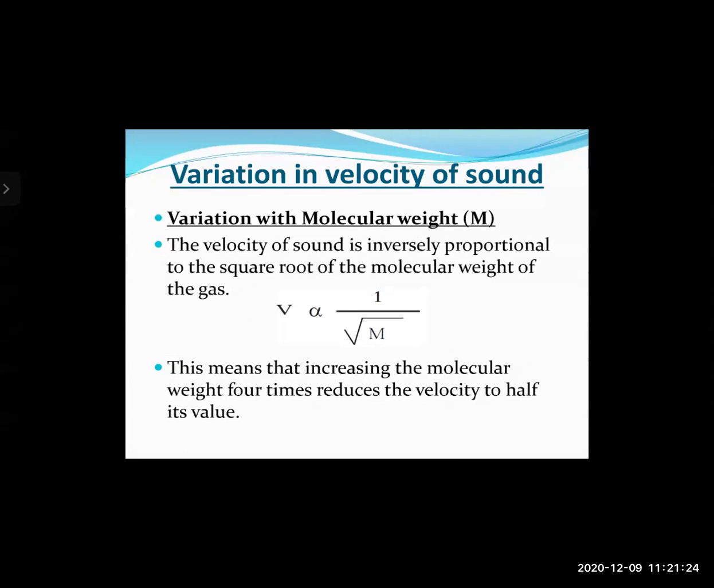Variation in molecular weight, right? What was molecular weight? Sum of the atomic weights of all the atoms in a given molecule. Okay, so if you want to have something like an oxygen molecule, the atomic mass of oxygen is 16 units. Oxygen molecule will be O2, so there are two atoms, so molecular mass of oxygen will be 32 units. Okay, so that is what molecular weight is. Fine. So the velocity of sound is inversely proportional to the square root of the molecular weight of the gas. This means that increasing the molecular weight 4 times reduces the velocity to half its value. So you need to remember this.